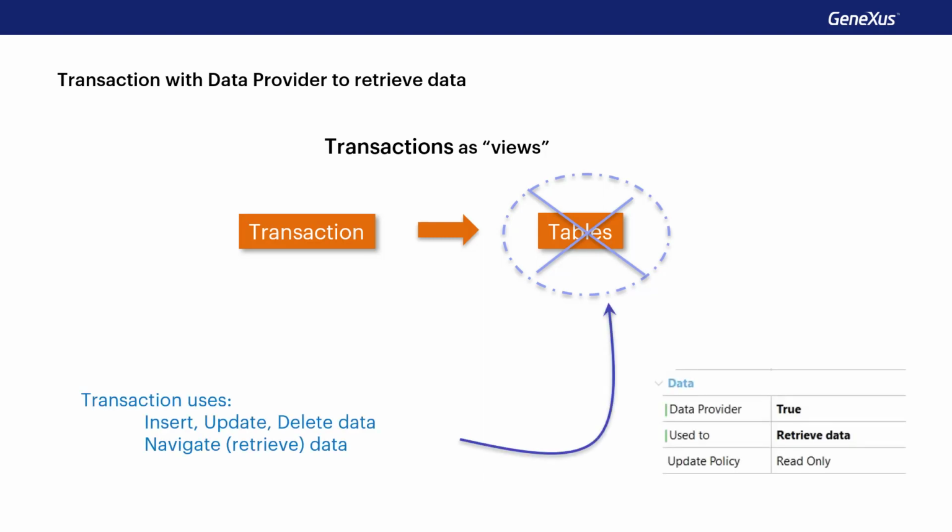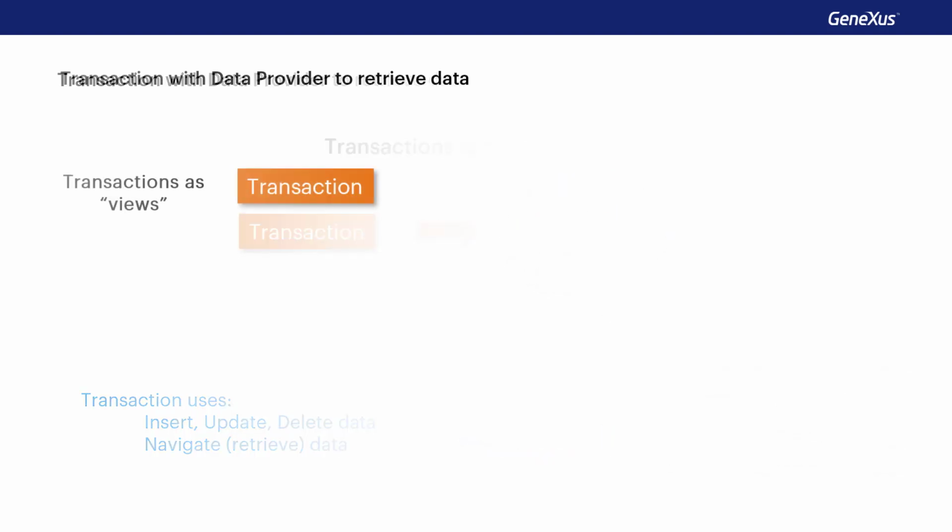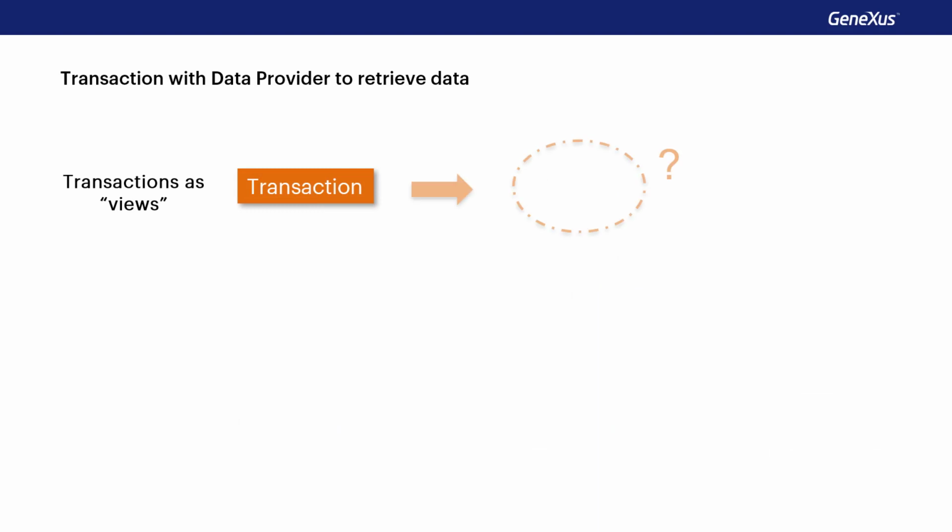We can achieve this by indicating that the data provider associated with the transaction will be used to retrieve data. But if no tables are created, somehow we'll have to specify where the information will be retrieved from every time the user wants to browse his or her data. In addition, we'll have to indicate what to do when the user enters data on the screen and wants to insert, update, or delete it from the corresponding tables.